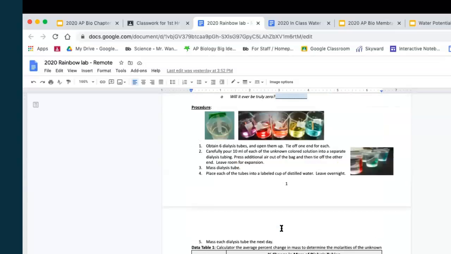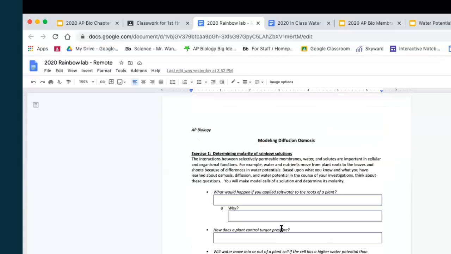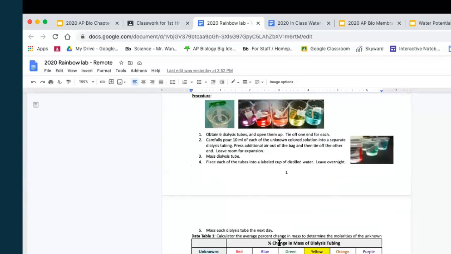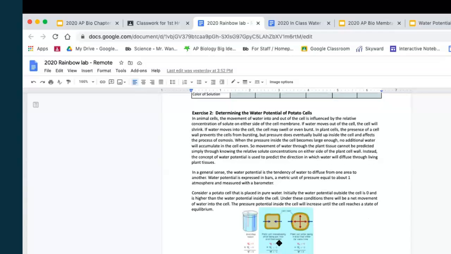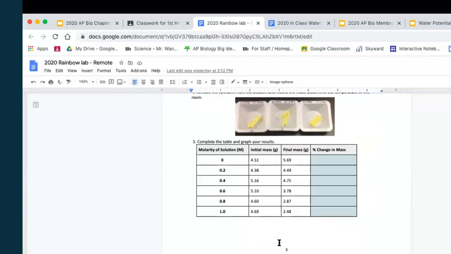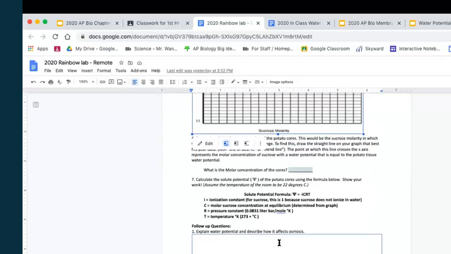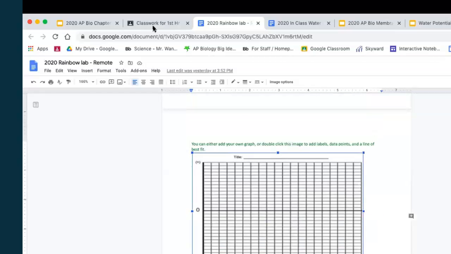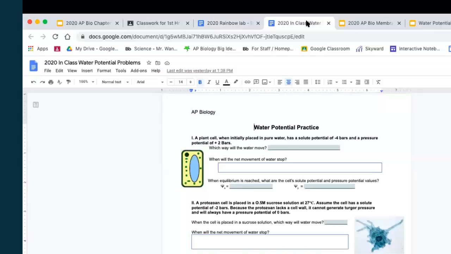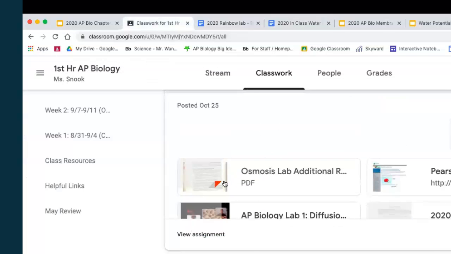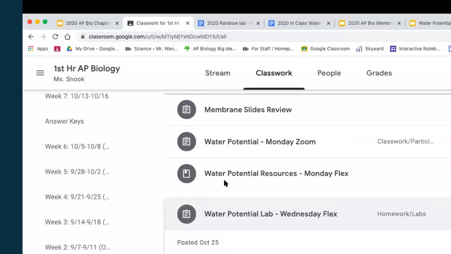On Wednesday, I will have my Zoom open in case you need help with the lab. But that's basically it. You don't actually have to physically do it. You just have to work with the numbers that I provided you. Okay. Any questions on the lab? I also put resources in Google Classroom to help you with content.